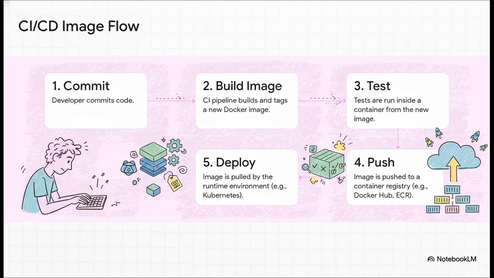It all starts when a developer commits their code. A CI/CD system, think Jenkins or GitHub Actions, sees that change. It automatically grabs the code, builds a new Docker image using our awesome Dockerfile, and slaps a version tag on it. Then, it actually spins up a container from that new image to run all the tests. If everything passes, that image gets pushed to a central registry, and from there, it's ready to be deployed to production. See? That image we built becomes the single source of truth that moves through the entire process.